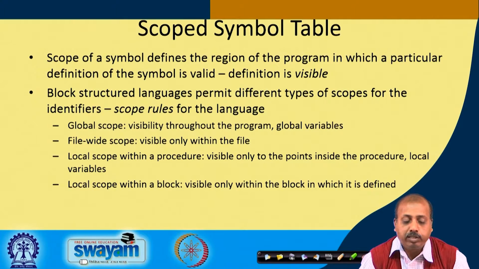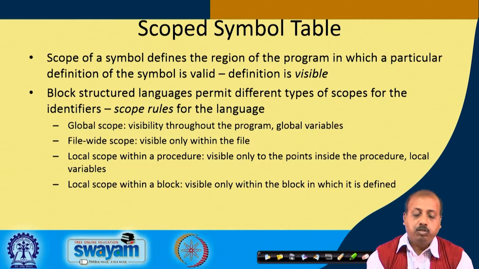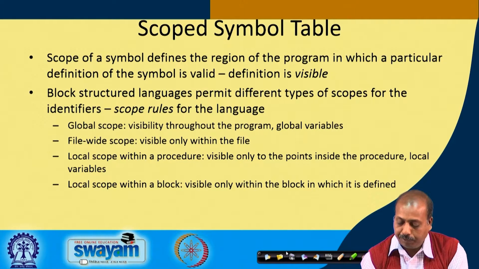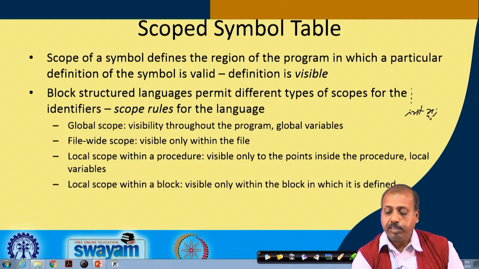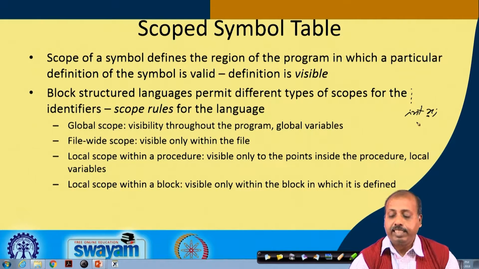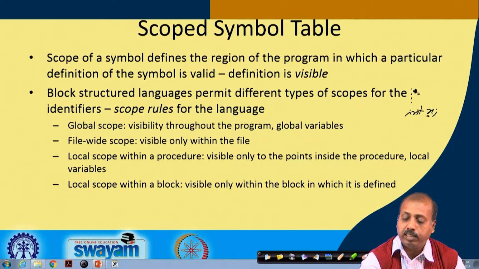For this type of programming language, we should have a symbol table which is known as a scoped symbol table. The scope of a symbol defines the region of the program in which a particular definition of the symbol is valid, that is, the definition is visible. Suppose somewhere in the program I have a definition like int x. Now, how far in the program is this x visible? If this x is visible to the entire program, then it is visible here, like in a statement y equal to x plus 5.